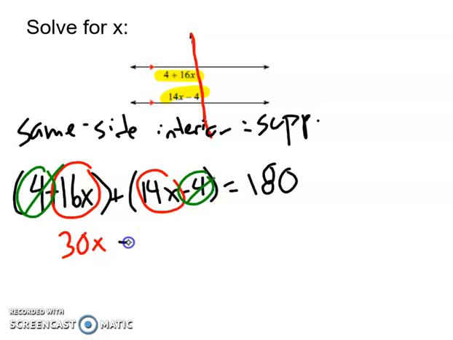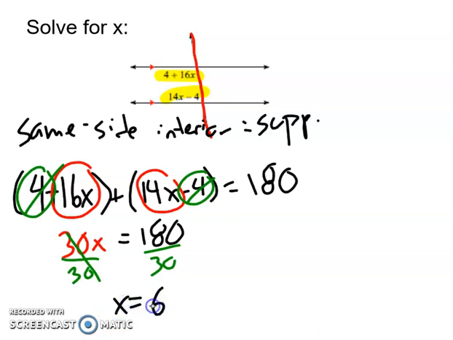So I have 30x is equal to 180 degrees. To solve for this, I divide by 30 on both sides, and I get that x is equal to 6.